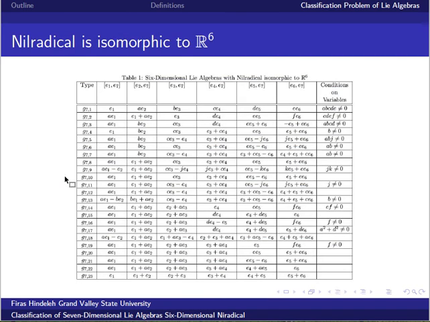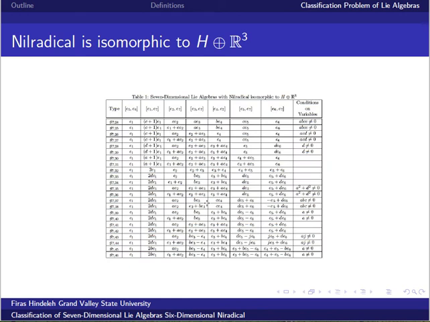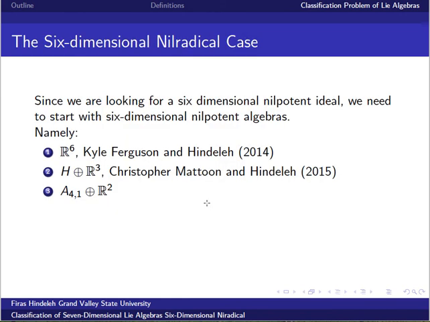So this is the 6-dimensional case. And then a Heisenberg plus R, this is a 3-dimensional algebra. The 3-dimensional algebra as well, that's trivial. So this was done in 2015 by Christopher Mattoon. And then the 4-dimensional algebra of order 1. So this is the first one in the list in dimension 4, plus the 2-dimensional trivial. This is still not done.